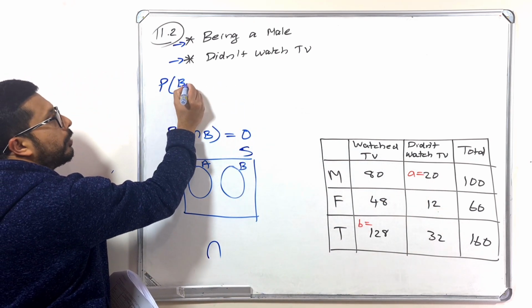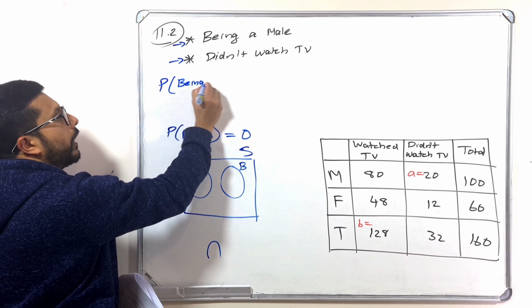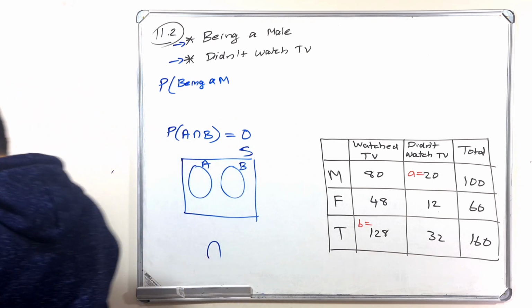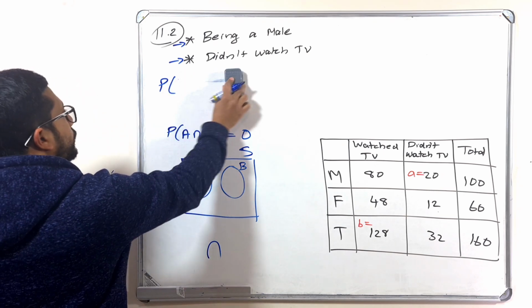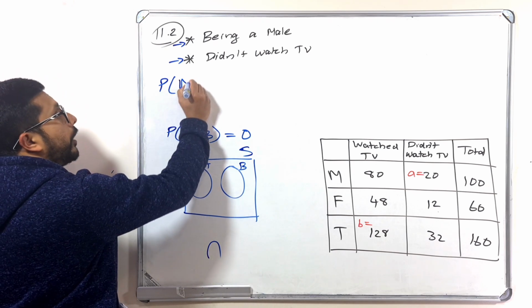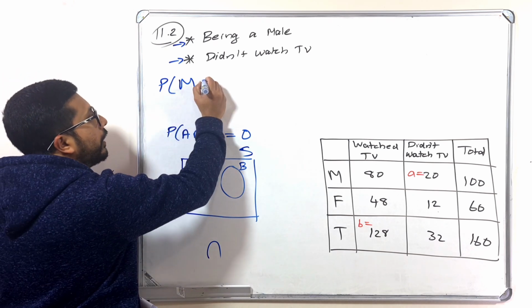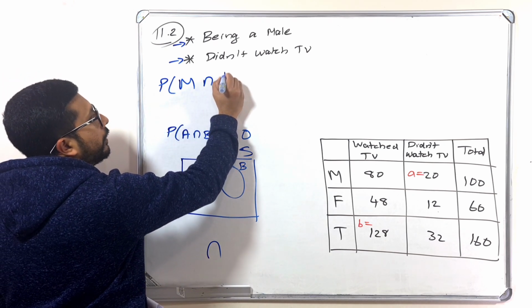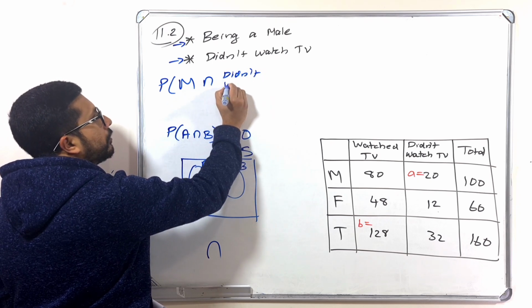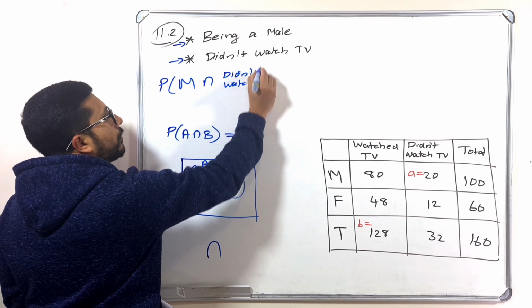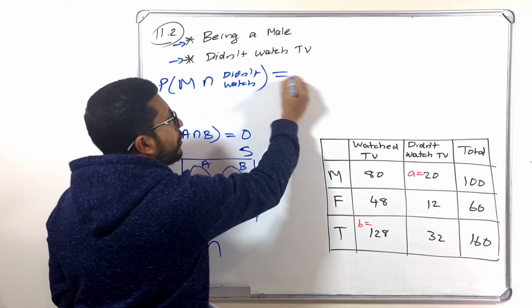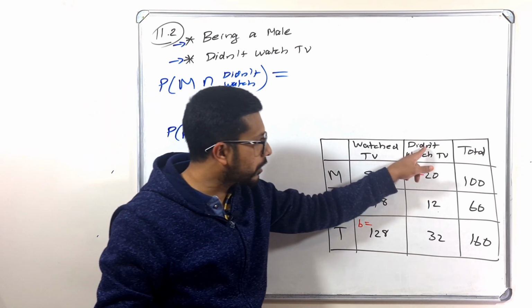Okay, so look at what I'm going to write. Probability of being a male, or just let me write male. You can understand that that is being a male. Probability of male intersection did not watch.